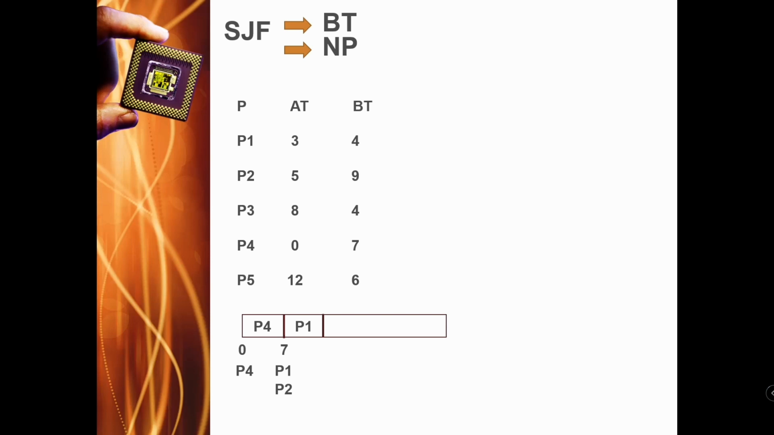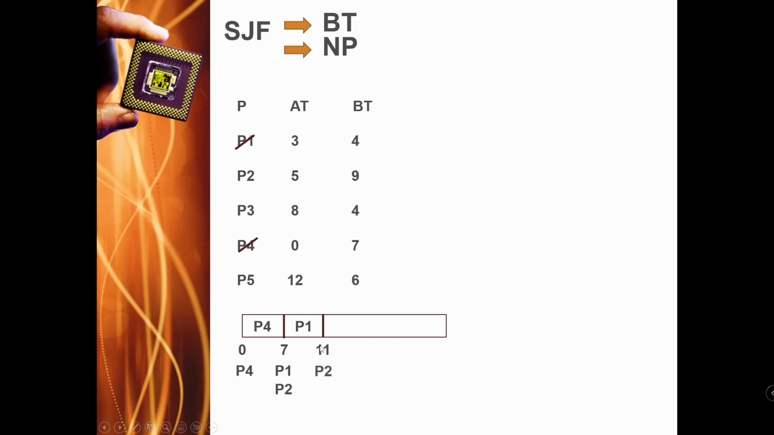And ang end time niya, i-add lang natin from 7 to 4. So, 11. And may iwan pa rin si P2 kasi hindi pa siya na-process. So, sa span ng time 11, makikita natin na meron ulit papasok na process. So, tanggalin na natin yung P4 and P1.